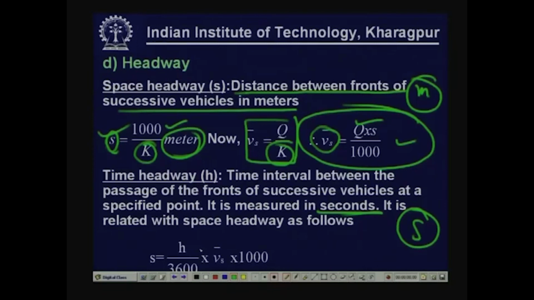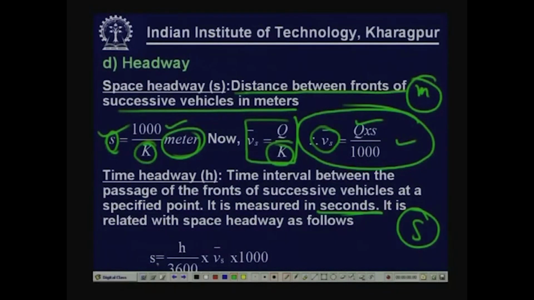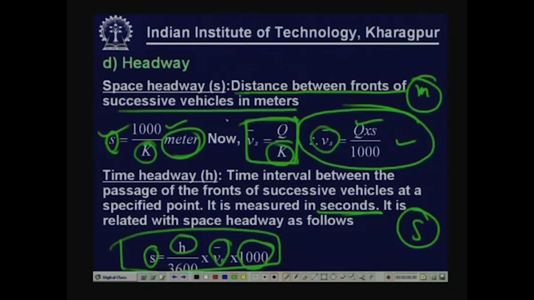It may be related to the space headway as follows, using this simple relation: flow equals space mean speed into density. So, using that basic relationship, you can relate the time headway and space headway. Space headway equals time headway by 3600 into space mean speed into 1000. That is the basic relationship. It is simple. You can derive this relationship using the basic fundamental relation, that is flow equals speed into density.